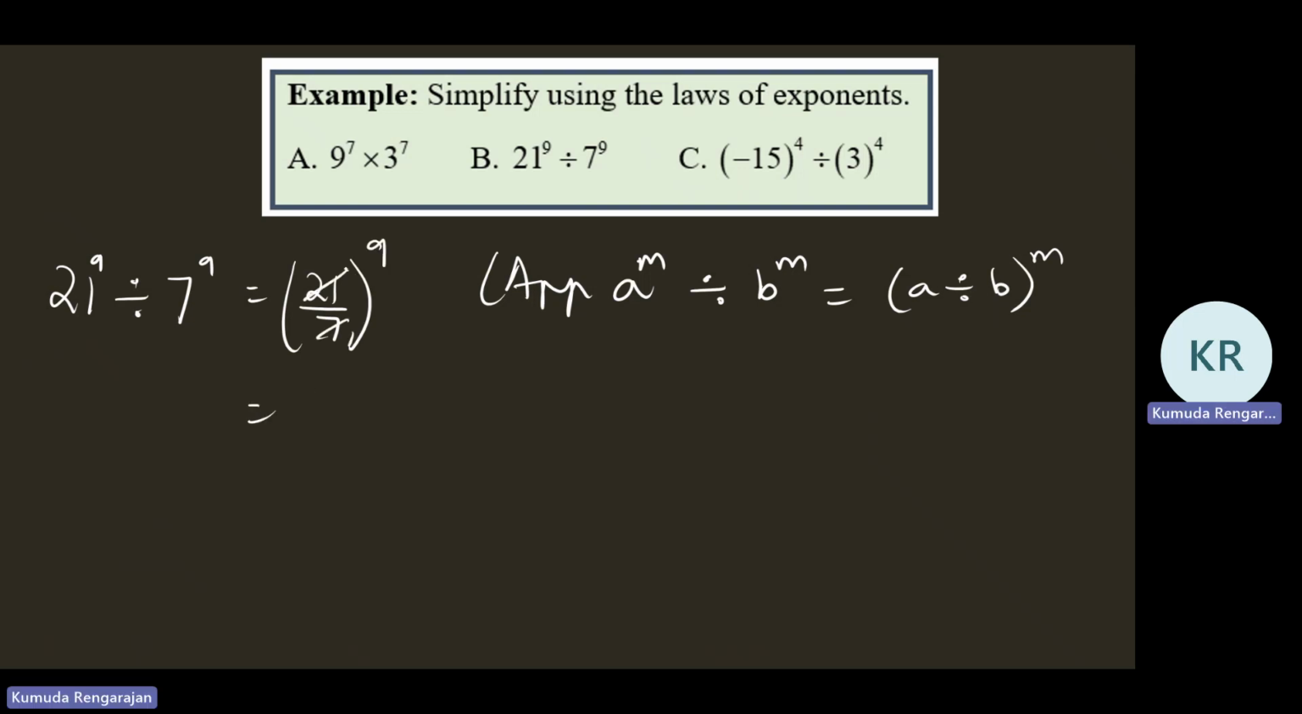21 by 7 is nothing but 3, no? So you can cancel. So 3 to the power 9. Now this will take some time to find, 3 into 3 into 3 into, so you can just leave it like this.